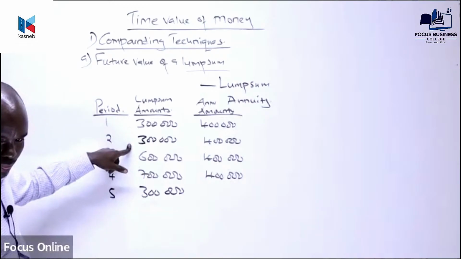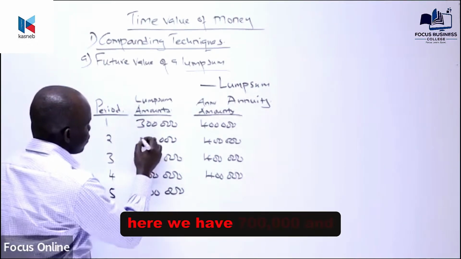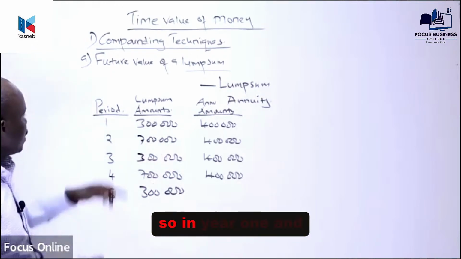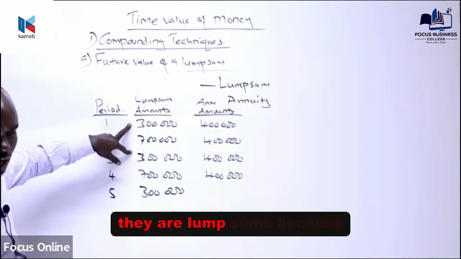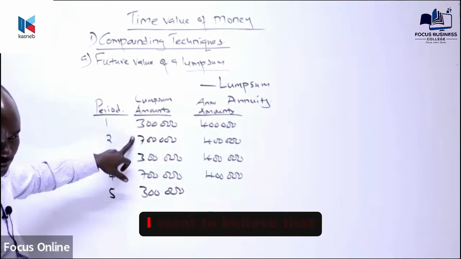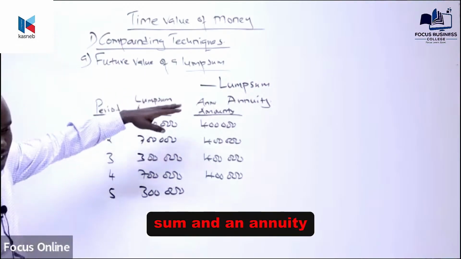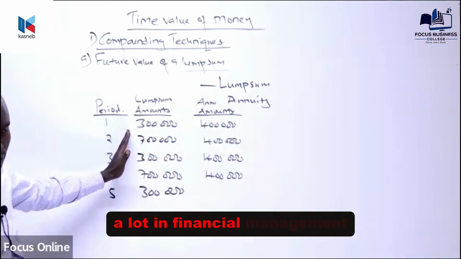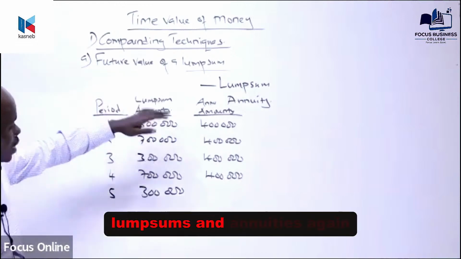Yeah? But if the 300,000 occurs after, for example, here we have 700,000 and here we have 300,000. So in year 1 and year 3, we have 300,000. These are not annuities, they are lump sums, because in between them there is a figure that is different from them. I want to believe that is very clear. That is clear, a lump sum and an annuity. This is a concept that we are going to use a lot in financial management, and that is why I want you to be able to differentiate lump sums and annuities.